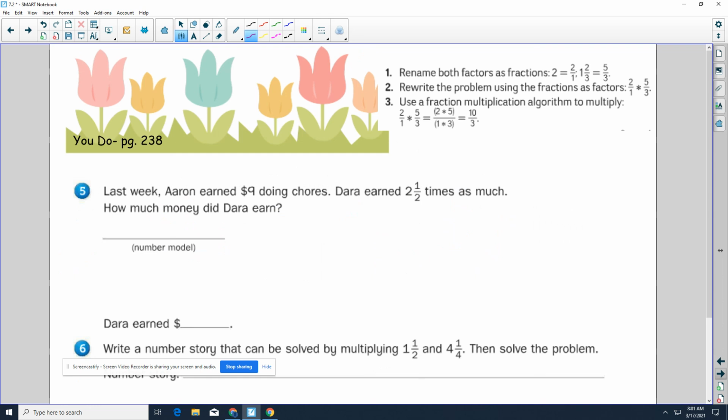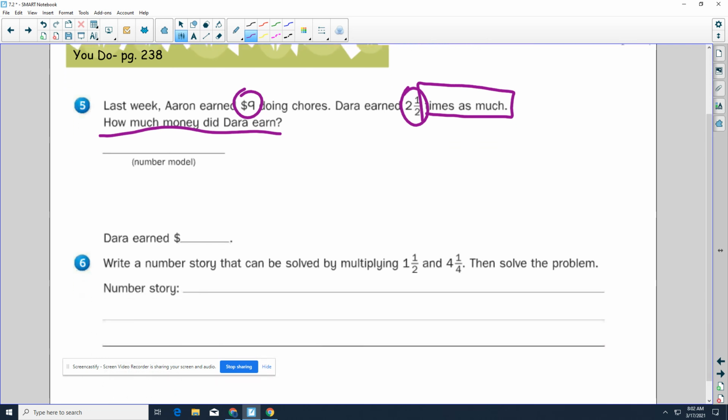Then if you look at 5, you have a couple more story problems there. Last week, Aaron earned $9 doing chores. So if I use cubes there, I see earned $9 doing chores. Dara earned 2.5 times as much. How much money did Dara earn? Well, I know that 2.5 times as much means I'm going to multiply, right? So you're going to do 2.5 multiplied by 9, and that will tell you how much Dara earned.